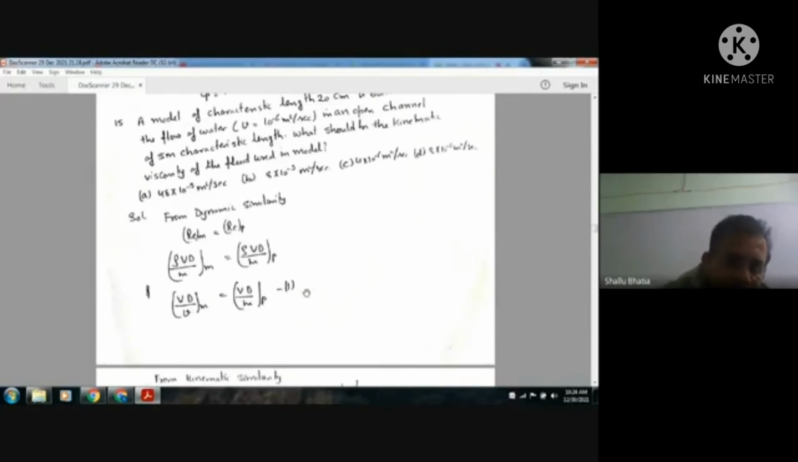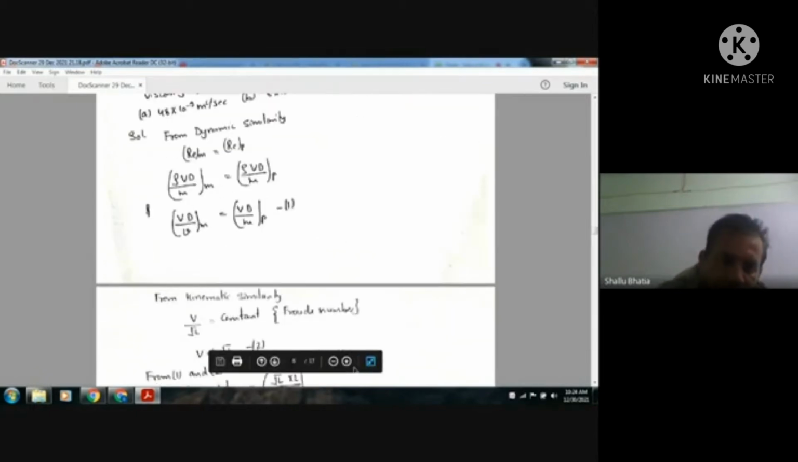So here we have to consider two similarities: dynamic similarity, which is considered by the Reynolds number, and kinematic similarity, which is considered by the Froude number. And from these two numbers, we can have V in proportion to root L and D in proportion to L.